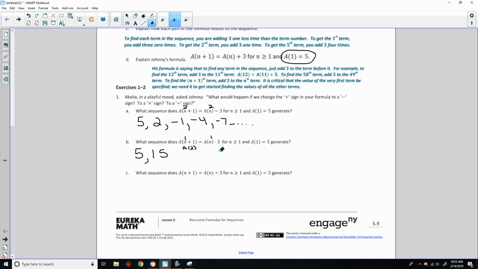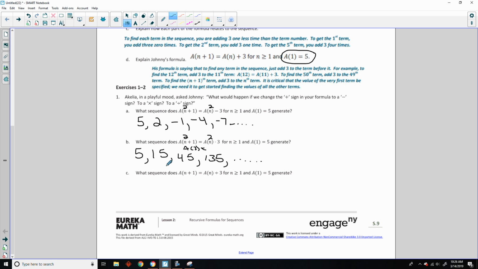Okay, so now if I change this to a 2, that is a of 2 plus 1, which is a of 3. My third term would equal my second term times 3. 15 times 3 is 45. Okay, and then the next term times 3, 135, and so on, and so on, and so on.